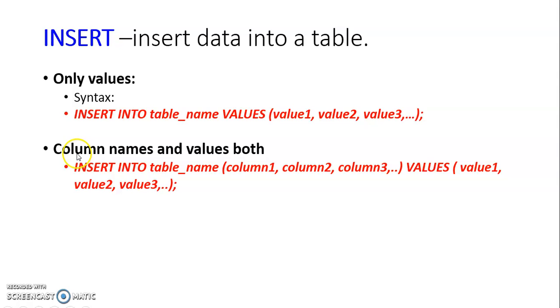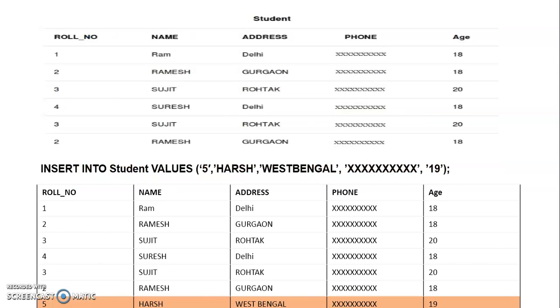Now the next one, the column names with the values. Here we specify in which column the value should be inserted. The syntax is INSERT INTO table name, then you specify the column names, column 1, column 2, column 3, and the values will be inserted accordingly. Value 1 will be stored in column 1, value 2 in column 2, value 3 in column 3, and so on. So you can try both methods: one by values only, or the other where you specify both columns and values.